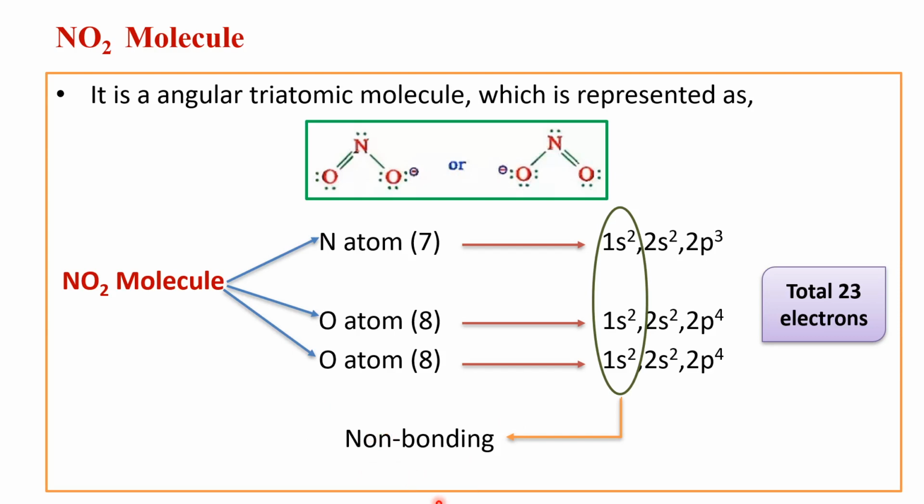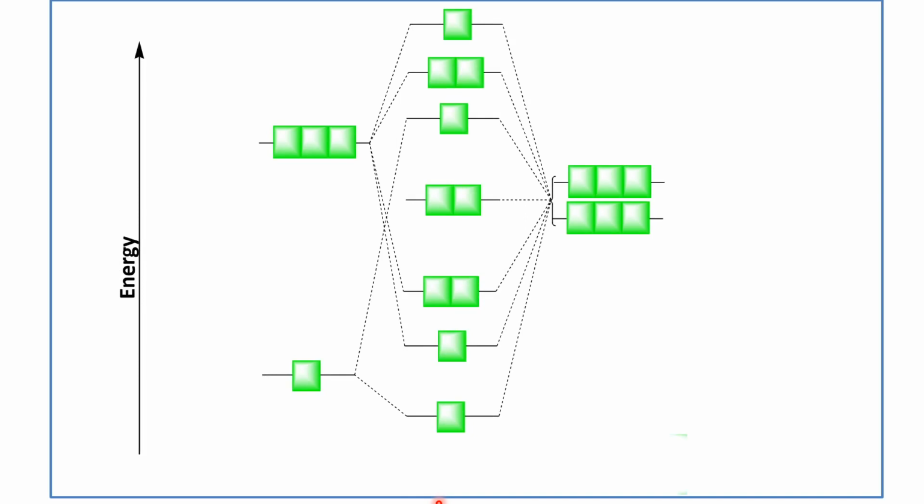Then let us see the MO energy level diagram. Again we have the energy axis, with increasing energy. Then this is the outline of the MO energy level diagram. To the sides we have the atomic orbitals of one atom and the atomic orbitals of the other atom. At the center we have the molecular orbitals. Now this diagram is drawn by removing the drawback.